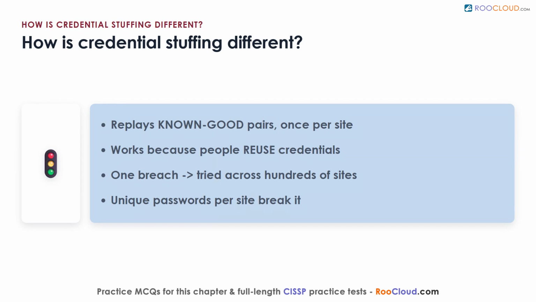When one site is breached and its login database leaks, attackers take those pairs and try them automatically across hundreds of other sites. If someone used the same password on their streaming service and their bank, one leak unlocks both. Unique passwords per site break the attack completely.